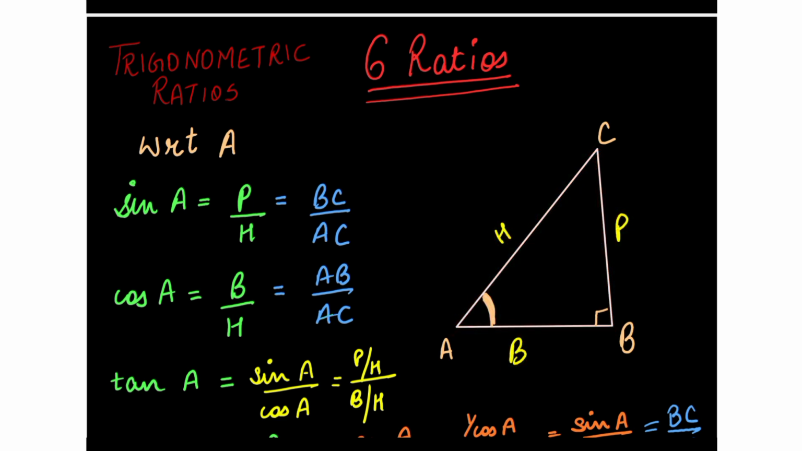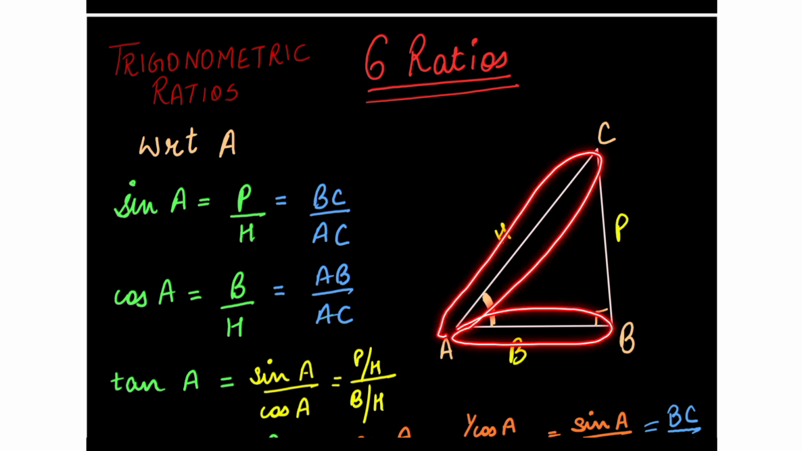The first ratio is sin A. Sin A is basically perpendicular upon the hypotenuse, which is BC upon AC. Next is cosine A. Cosine A is base upon hypotenuse, which is AB upon AC. So it means sin A is perpendicular upon the hypotenuse, whereas cosine A is base upon the hypotenuse.